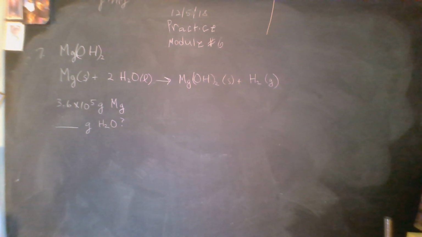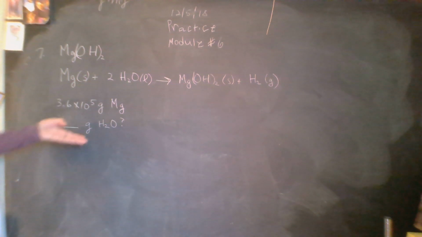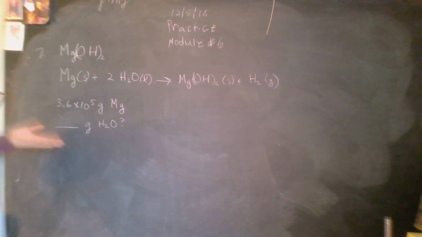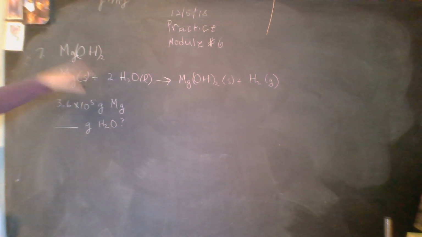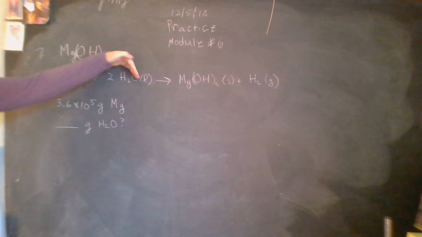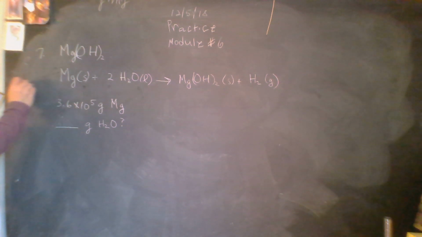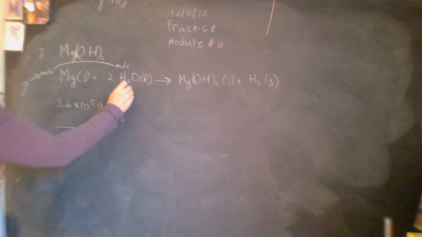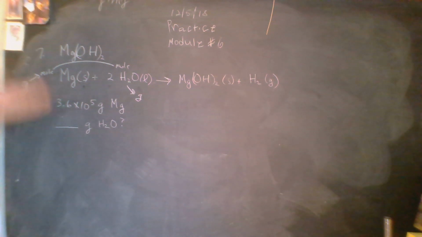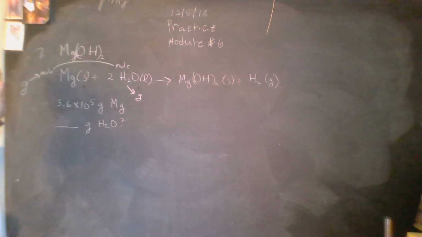Okay, so what's the relationship? It's 1 to 2. Moles. Yes. Okay, so what do I have to do? Multiply 3.6 times 10 to the 5 by 2? No. How can I relate grams to grams? Well, I can't. The only relationship they have here is moles to moles, not grams to grams. So I have to go grams to moles, moles to moles, moles to grams. Do you understand? There's no other way to get there. I can't go gram to gram.